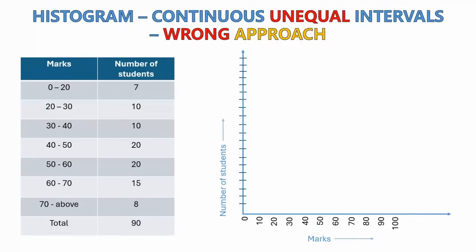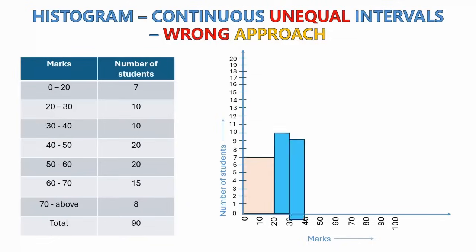And the last range, 70 to 100, is 30 marks, which is 3 units in width. Now, if we plot a bar according to the given length in the table for the 0 to 20 range, we have 2 units breadth and 7 units length. But the area now is 2 into 7, that is 14 students, which is wrong, because it's only 7 students in that range.